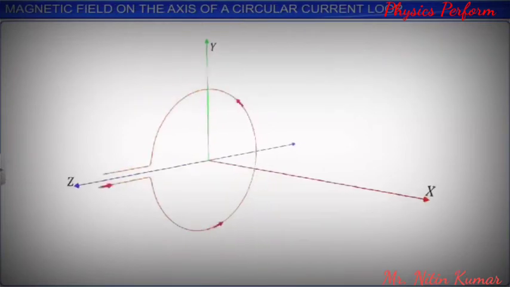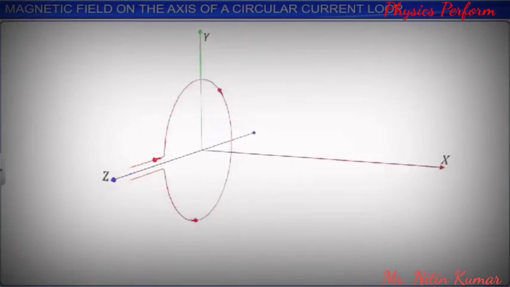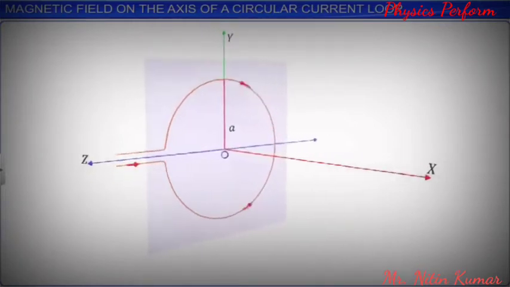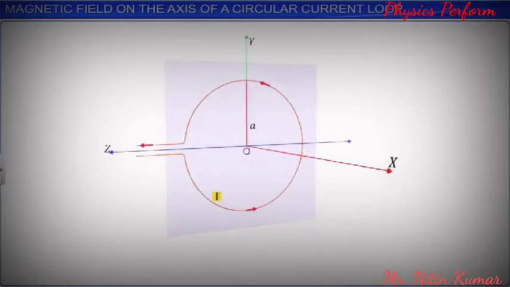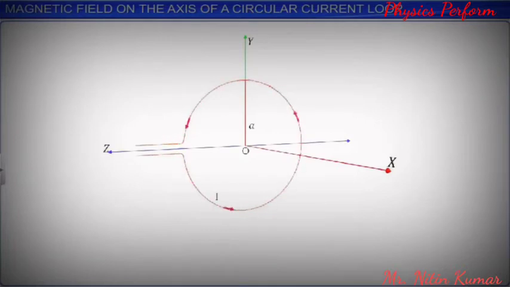Consider a current-carrying conductor in the form of a circular loop of radius a with center O at the origin of the coordinate axes. The plane of the loop is along the YZ plane. Let I be the constant current passing through the circular loop. To simplify the understanding of the topic, we neglect the ends of the loop from where the current enters and leaves the loop.